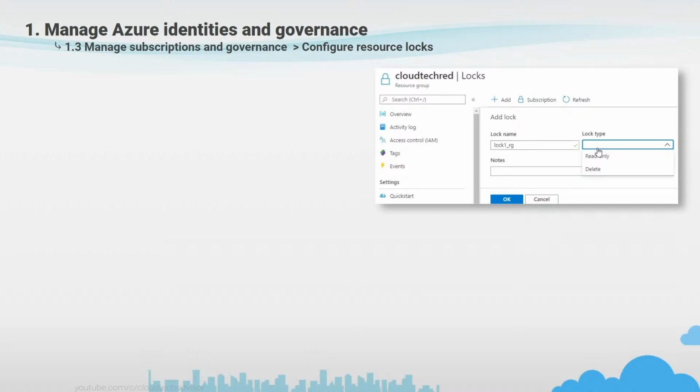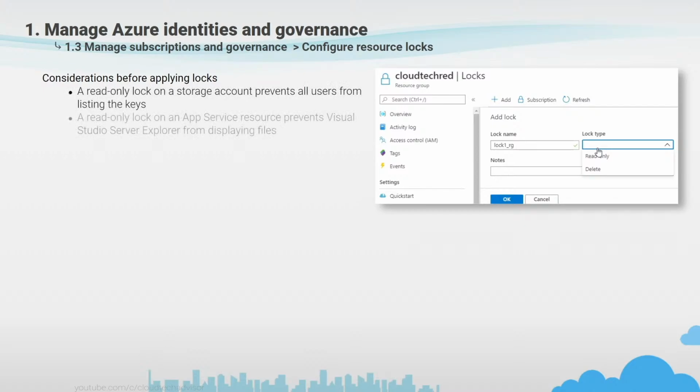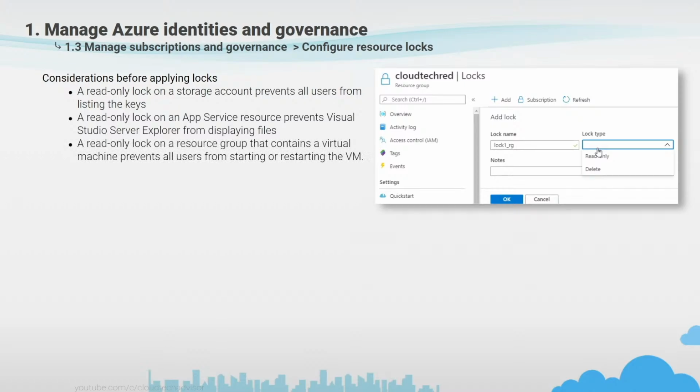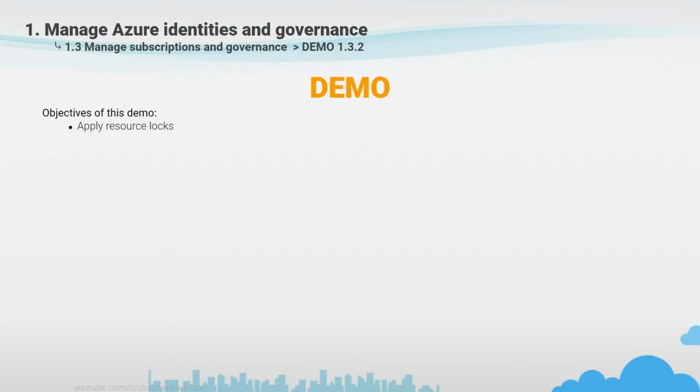So keep in mind these things. Below is a list of considerations before applying locks to resources. For example, for storage accounts, if you apply a read-only lock, it will prevent all users from listing the keys. A lock on a resource group, as well, will prevent all users from starting or restarting the virtual machine. So before applying the locks, consult the Azure documentation. Now it's time for a demo.